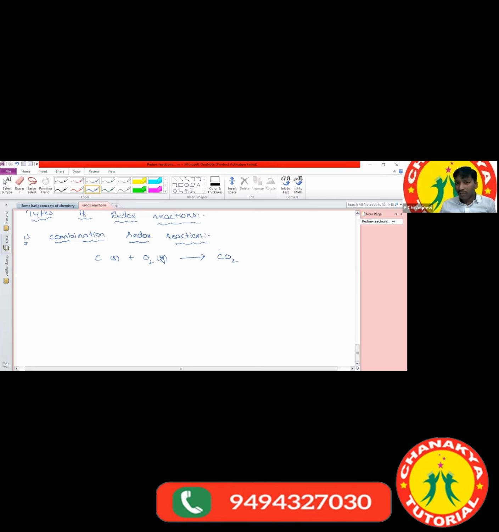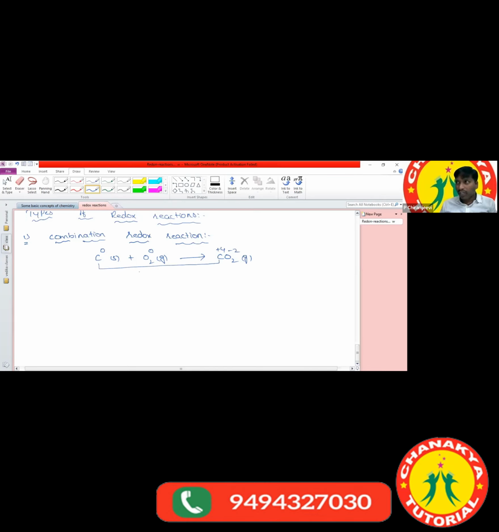Sir, what is the oxidation number of carbon in carbon dioxide gas? +4. What is the oxidation number of oxygen? -2. In elemental form, carbon's oxidation number is 0. Here also oxygen's oxidation number is equal to 0. But if you check it out here, from 0 to +4, does the oxidation number increase or decrease?